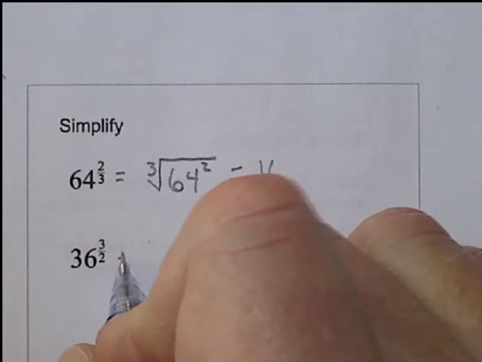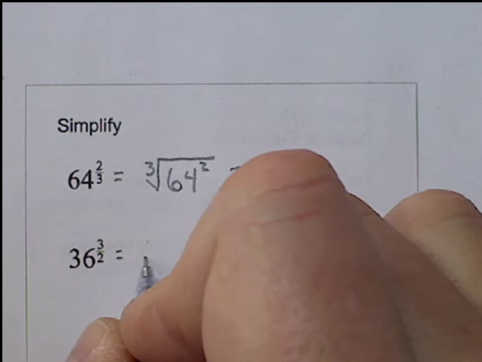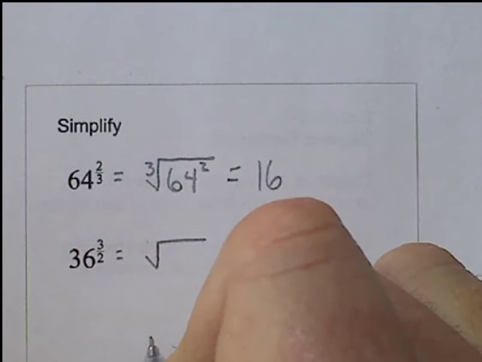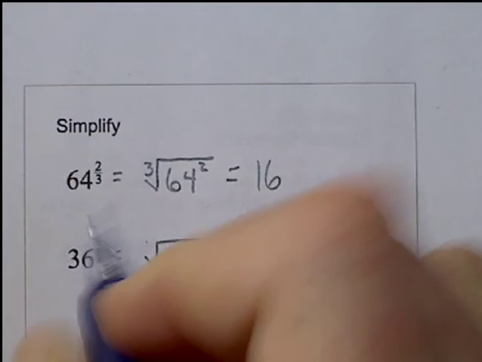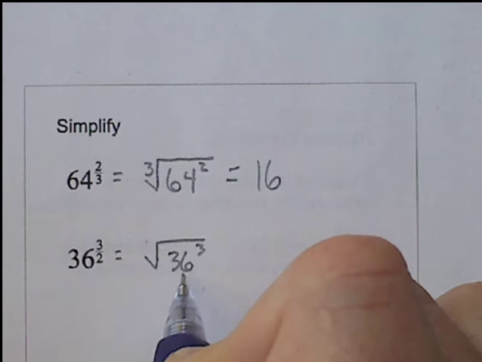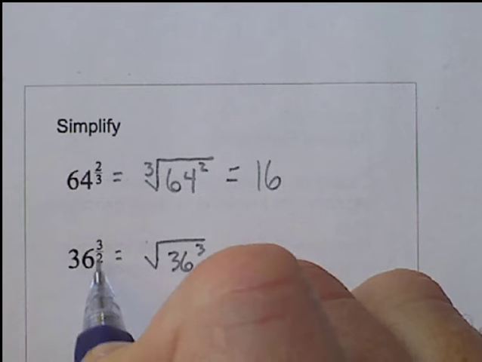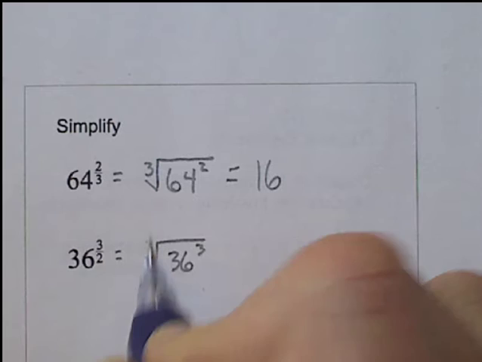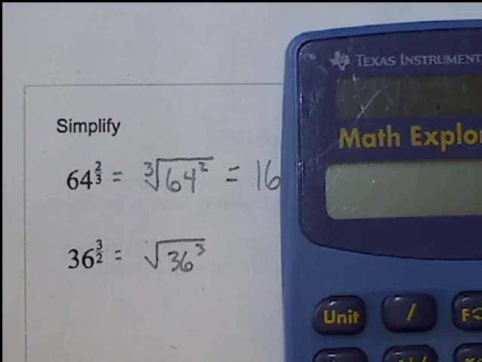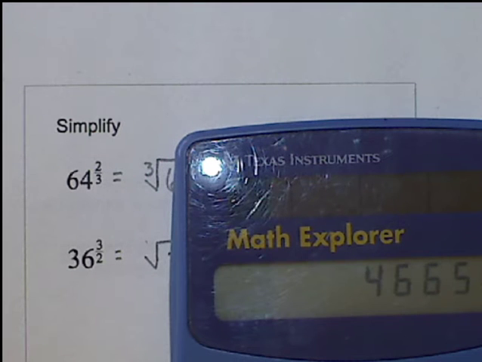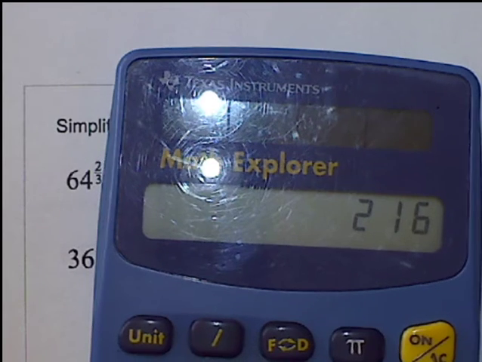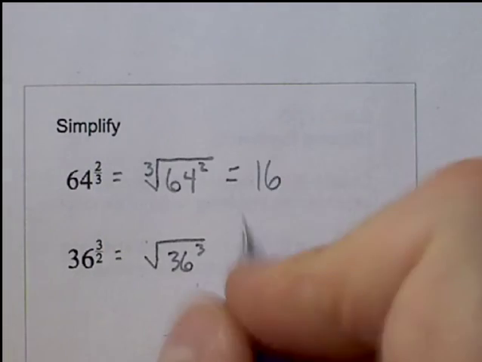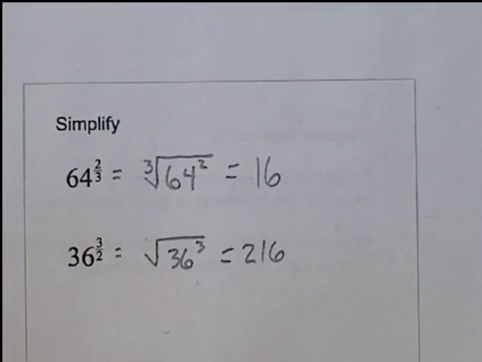So how about 36 to the 3/2 power? How would I write that? 36 to the 3rd, good. The 3 is on top, so it follows the base. And we just need the square root, so I don't have to put a 2 there. So 36 to the third power is 46,656. Yep. And then take the square root of that. So it's 216, right? Okay.